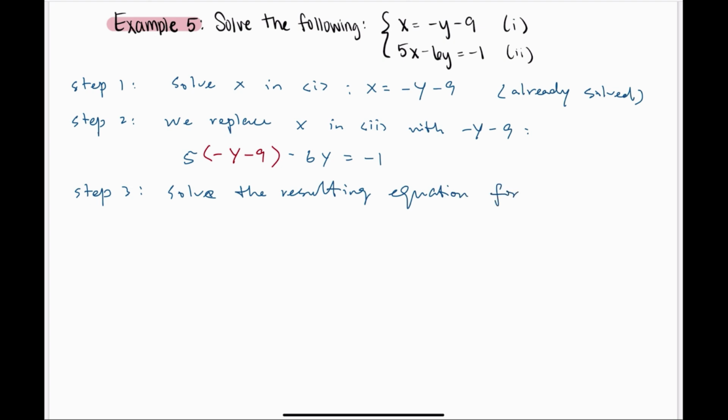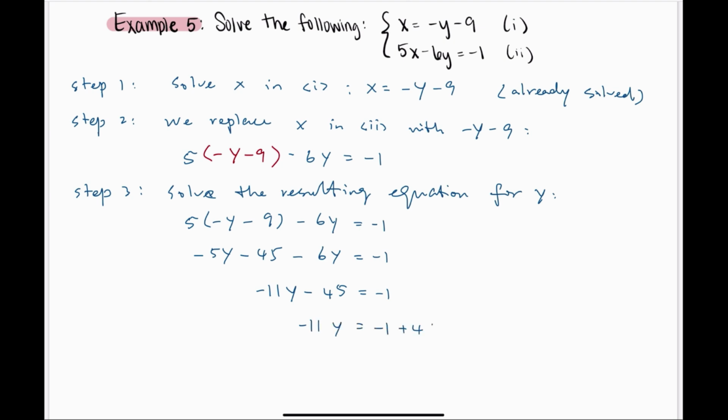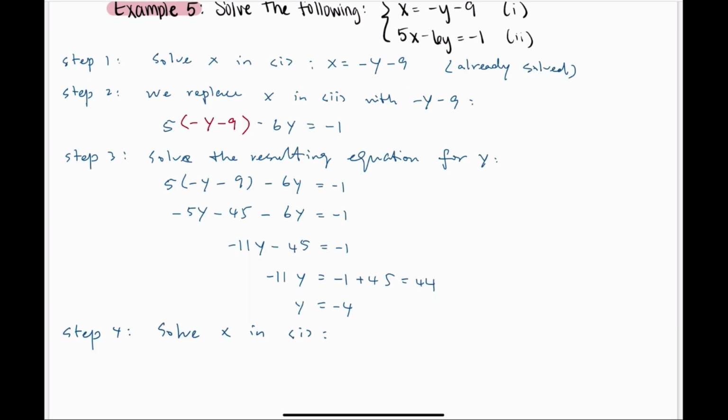Step 3. Solve the resulting equation, which now only contains y. Distribute the 5 on the left side: negative 5y minus 45 minus 6y equals negative 1. Combine like terms. Negative 11y minus 45 equals negative 1. Next, add 45 to both sides. Negative 11y equals 44. Now, divide by negative 11. y equals negative 4.